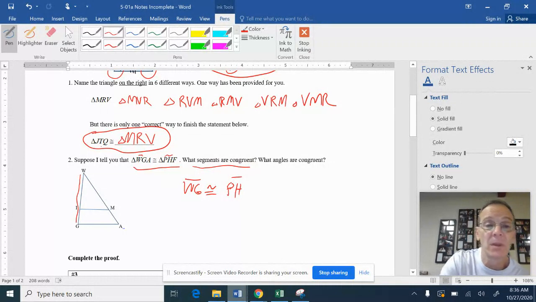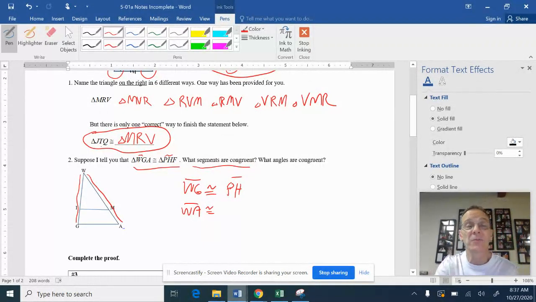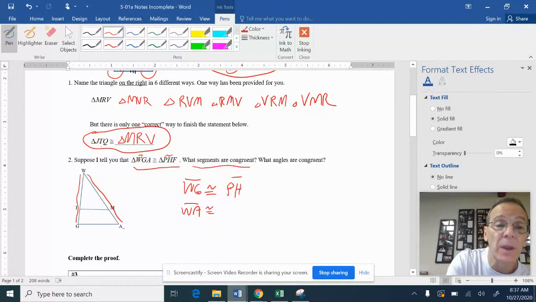For that matter, WA, which is this side of this triangle here, would be congruent to which side from triangle PHF? Right, PF. W and A are the first and third letters, P and F are the first and third letters. And finally, there is one more side in triangle WGA, and that is side GA. Right there, second and third letters, that would be congruent to side HF.